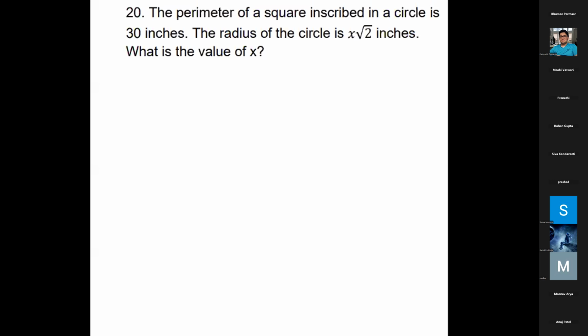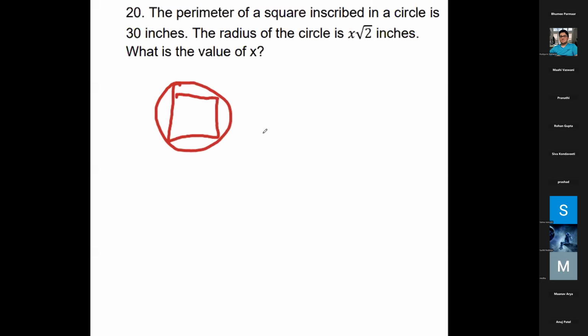Okay, so for question 20, it says the perimeter of a square inscribed in a circle is 30 inches. So first we need to draw a circle, and then we need to draw a square inside it. This is just to help visualize it. This is a terrible square, but whatever.